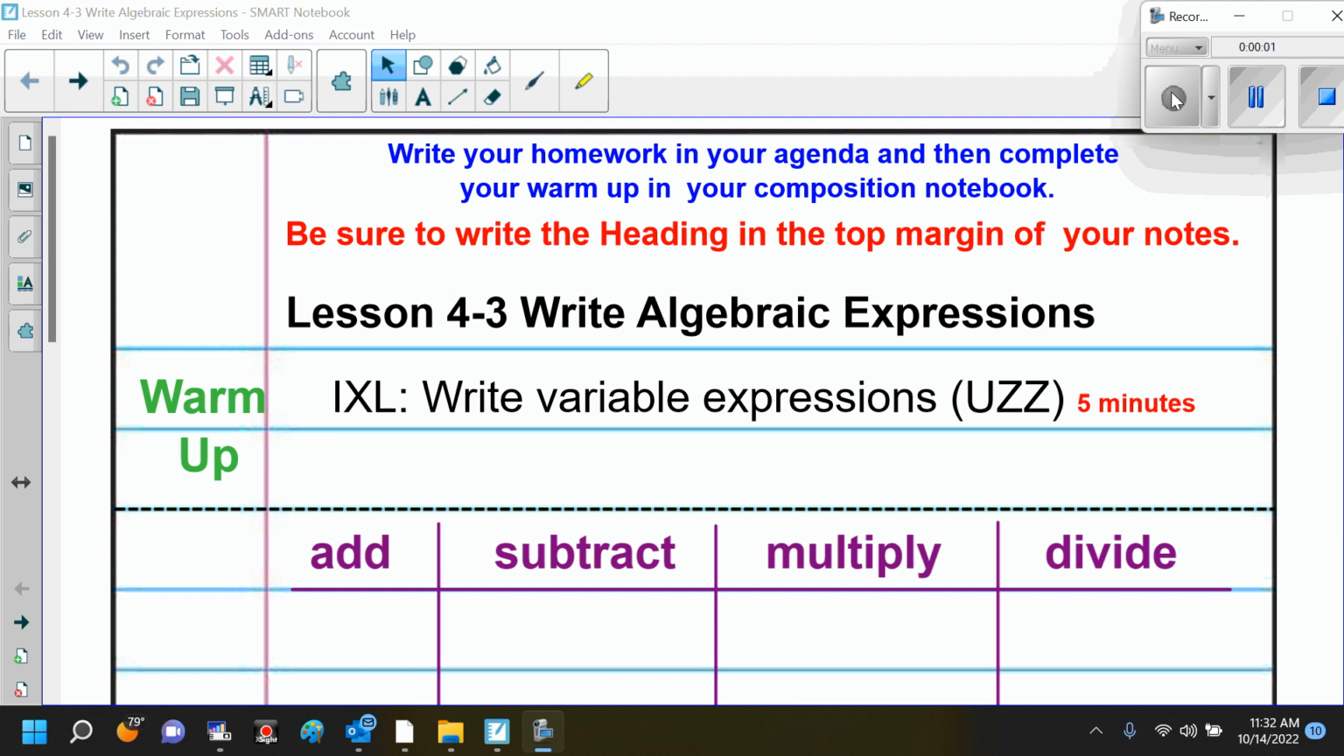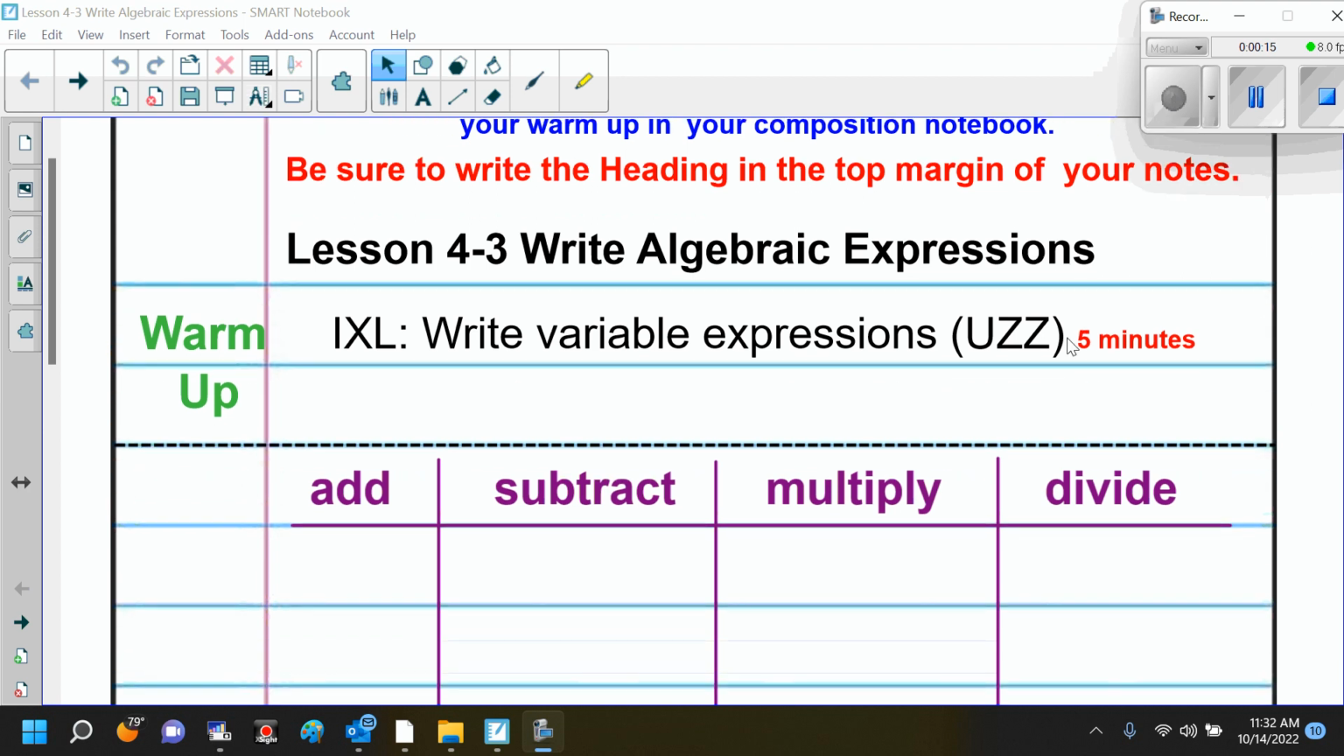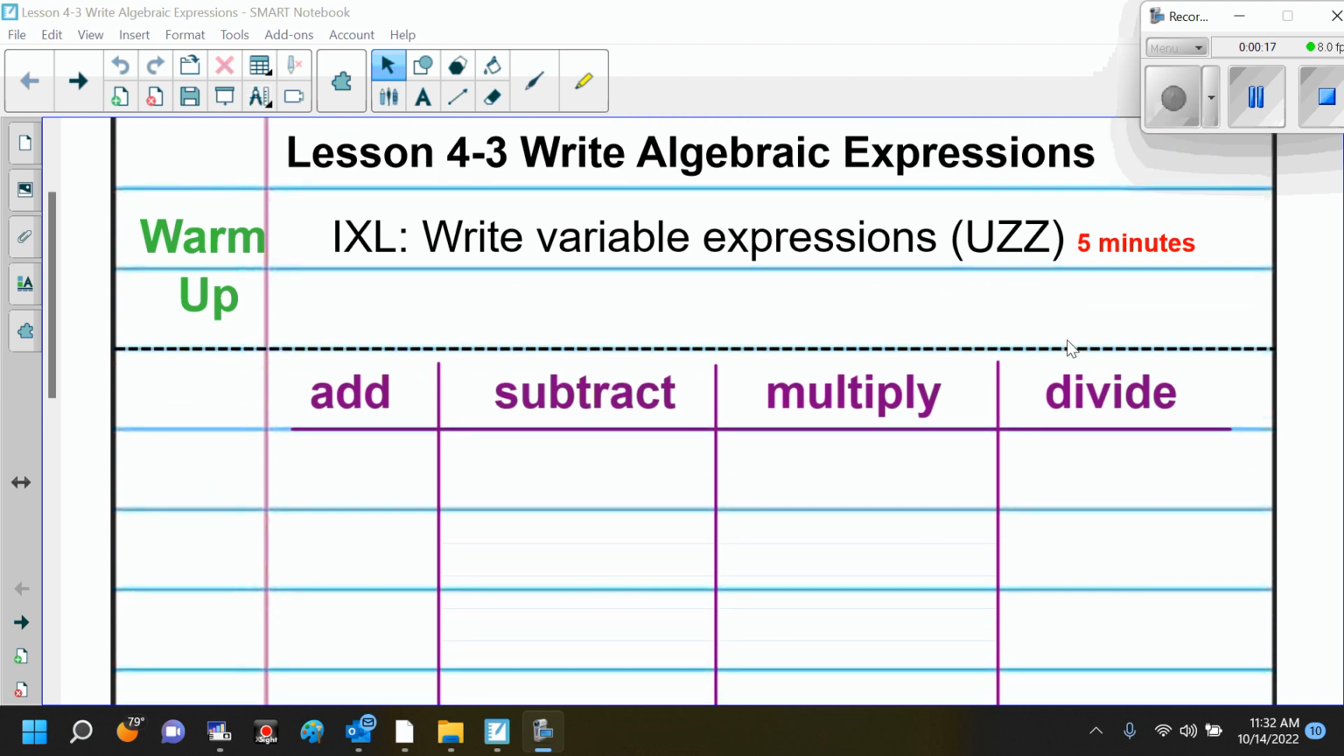Right, so today's lesson is lesson 4-3, which is write algebraic expressions. You've got a little bit of an intro with your IXL on the warm-up, and we will go back to that as your exit ticket if we have time at the end of the period.